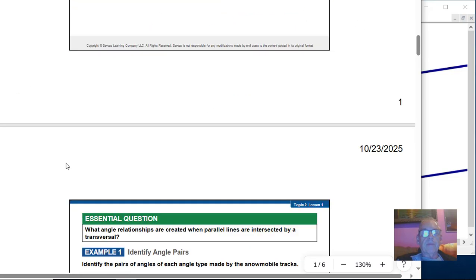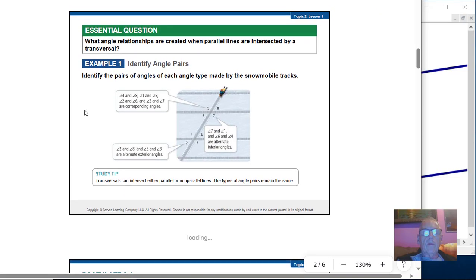Let's move on. What angle relationships are created when parallel lines are intersected by a transversal? Identify the pairs of angles of each angle type made by the snowmobile tracks. Okay, so here we have 2 parallel lines. And then these snowmobile tracks cut across the parallel lines, and it's asking us to identify the pairs of angles that each type makes.